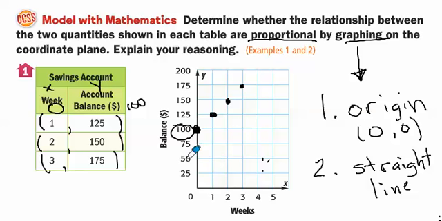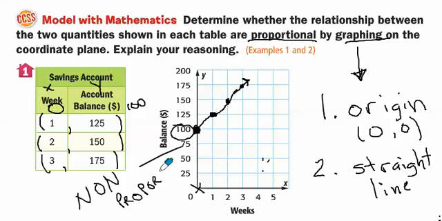Well, if it's proportional, we should have started at 0, and then we should have gone up in a straight line. So because we didn't start at the origin, which is down here, we do have a constant rate of change, but we fail to start in the right spot. So this is what we would say is non-proportional because it fails to start at 0. So this is non-proportional.